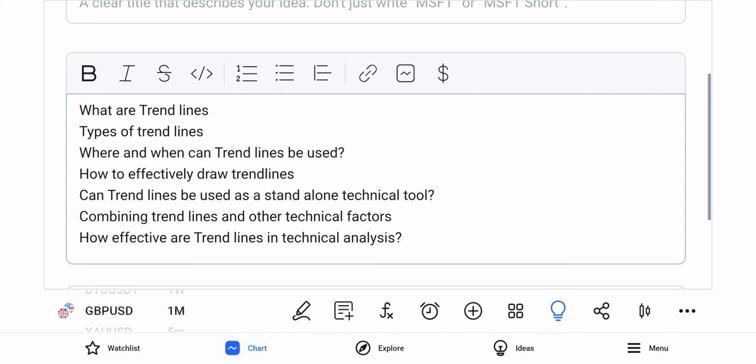And also we are going to see how effective trend lines are in technical analysis. So by the time we are done with this session, you are going to notice if trend lines are effective as a technical tool or they are not effective as a technical tool. So what we are going to start with is what trend lines are all about.